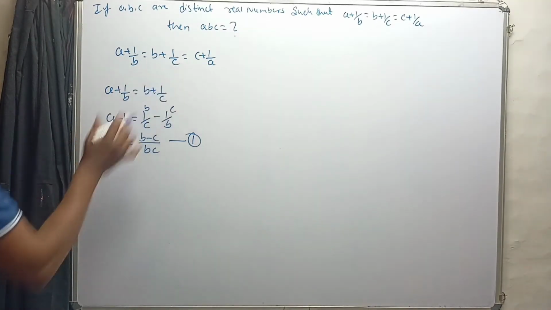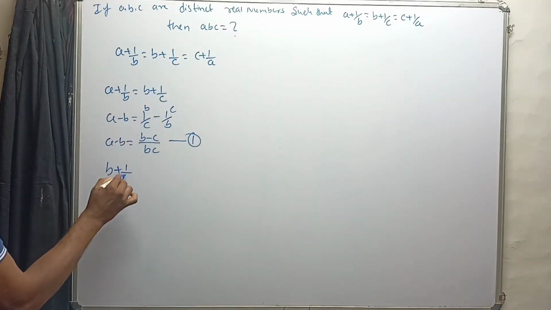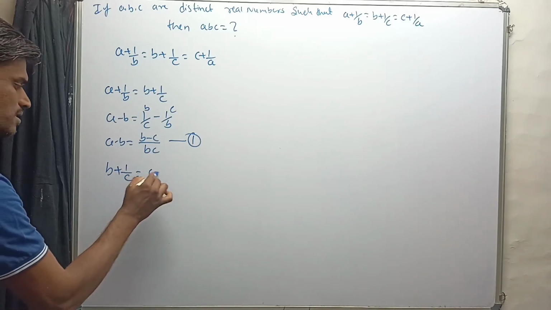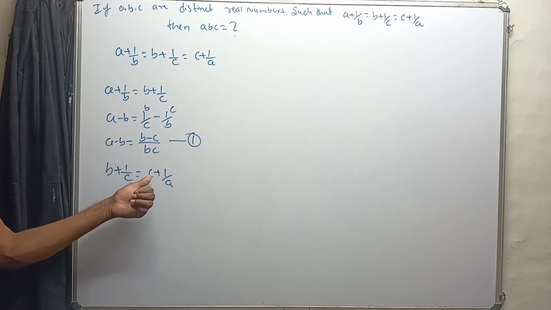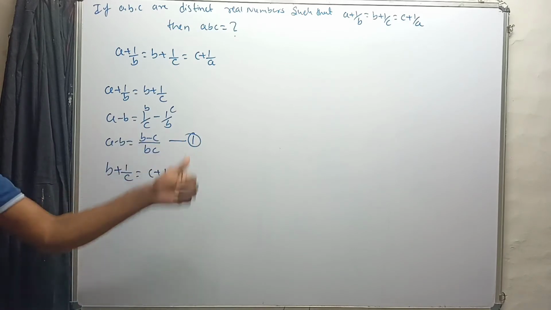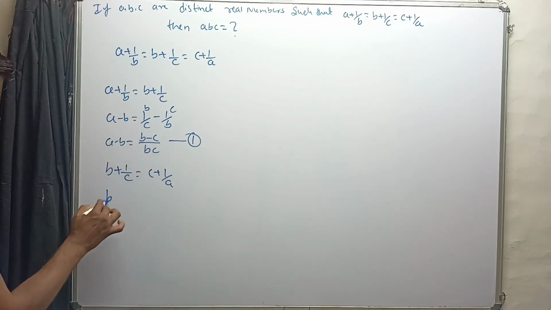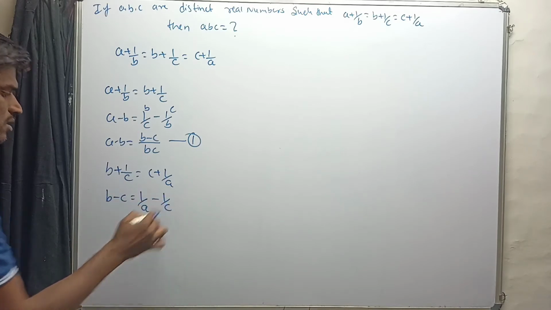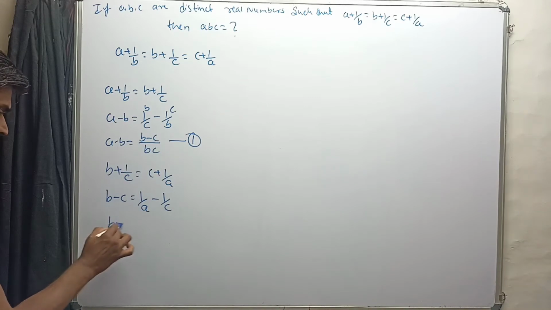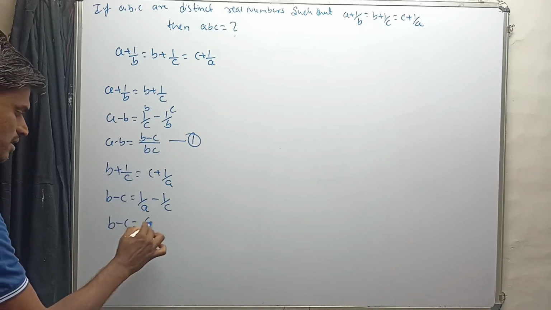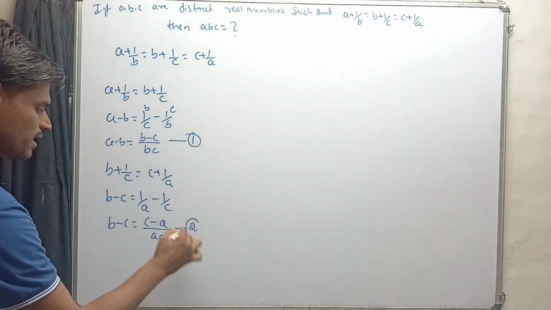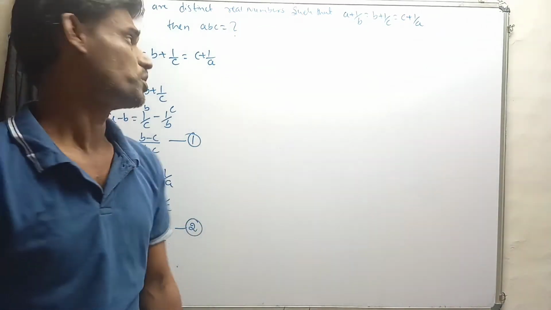Similarly, let's take these two parts, B plus 1 by C is equal to C plus 1 by A. Again here I am shifting C to this side and 1 by C to the right hand side. Then B minus C is equal to 1 by A minus 1 by C. Then finding LCM, we can write C minus A divided by AC. Let's say it as equation 2.